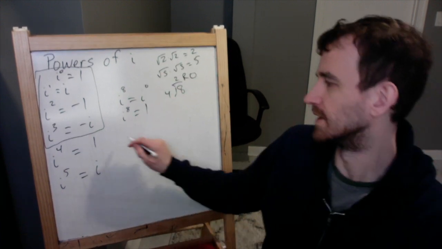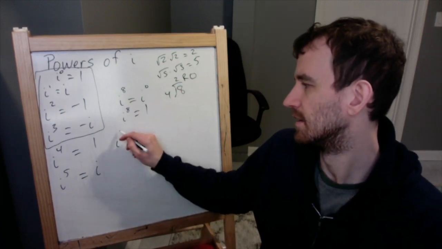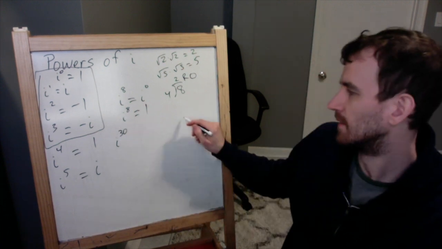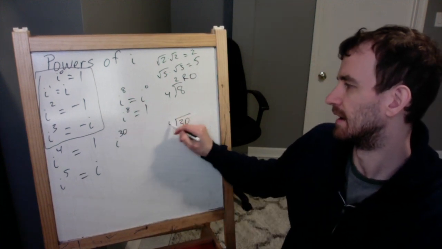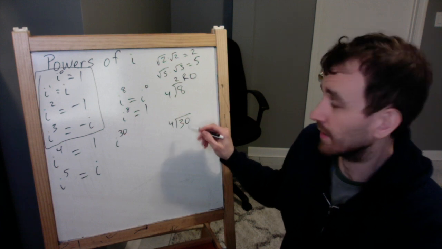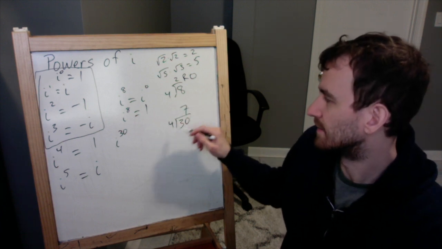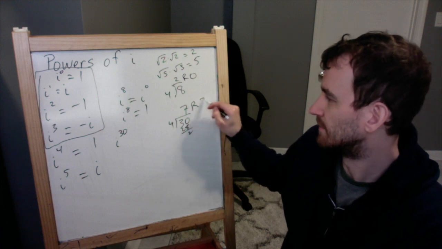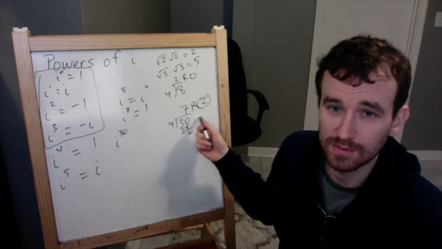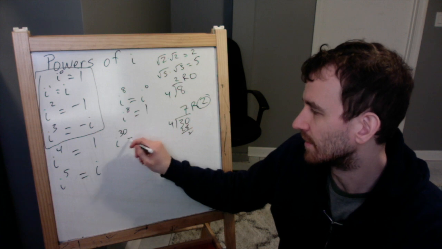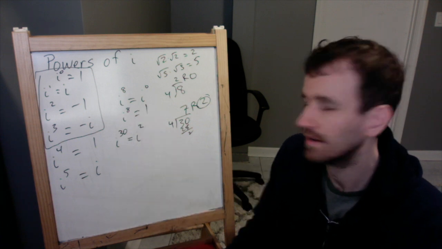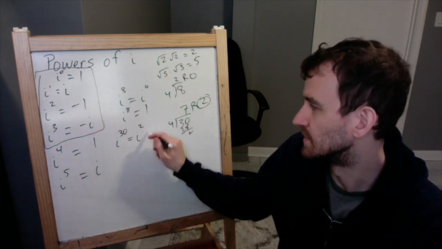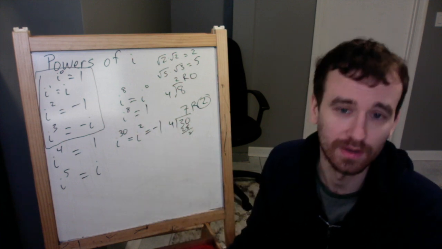We could go bigger if we take i to the 30th. We can take 30 divided by 4. And 4 goes into 30 7 times. 7 times 4 is 28. So there's a remainder of 2. And since there's a remainder of 2, that means i to the 30th is the same thing as i squared, which is just negative 1.